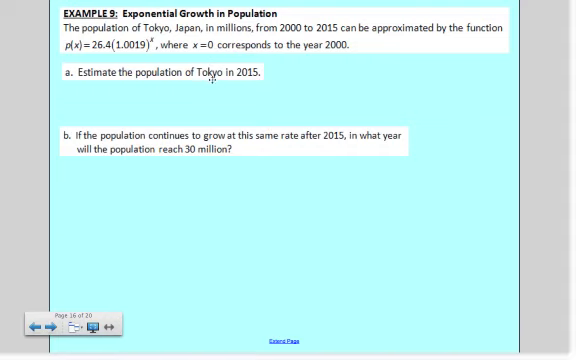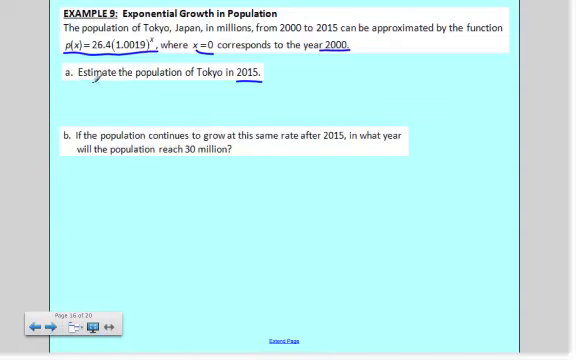Estimate the population of Tokyo, Japan in millions from 2000 to 2015, which can be approximated by this function, where x equals 0 corresponds to the year 2000. A general note, whenever you have a problem involving years like from the year 2000 to 2011, you never let the 2000 be a number you substitute in. You always assign that year or whatever year you're starting at as time equals 0, okay, just in general.